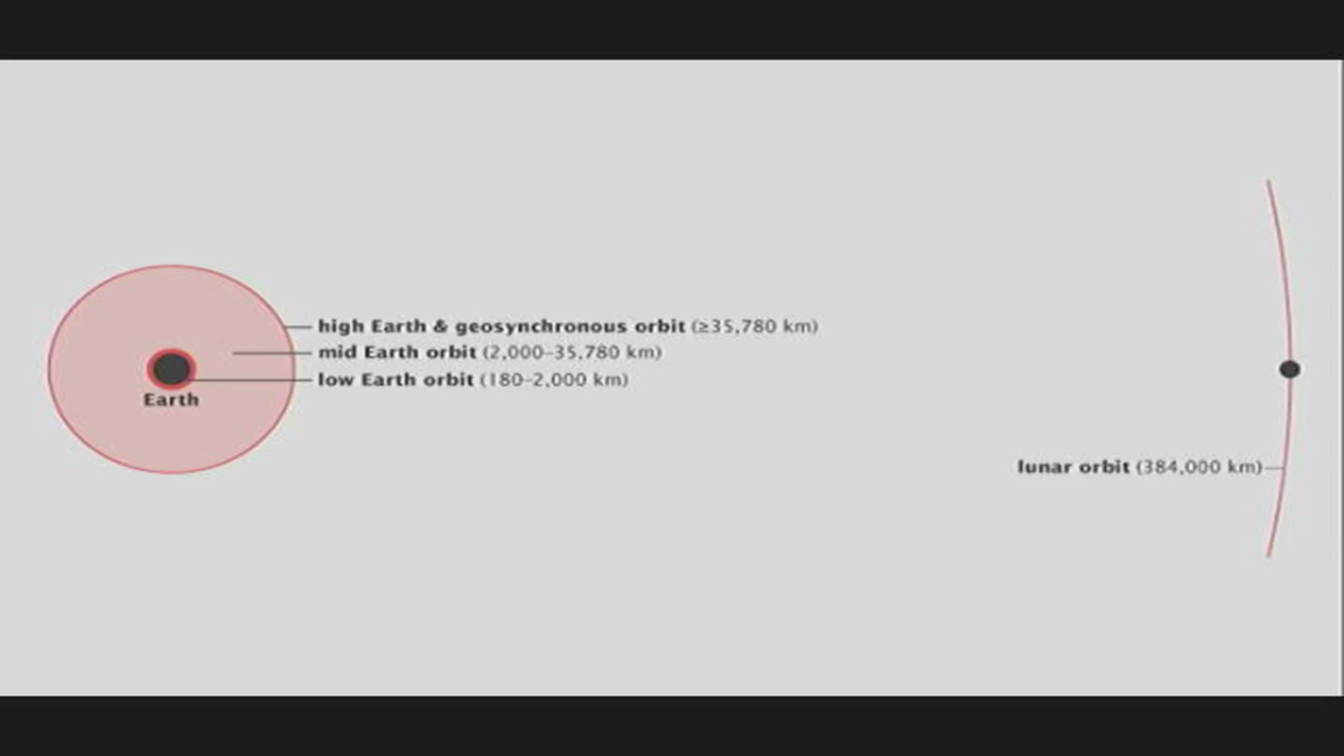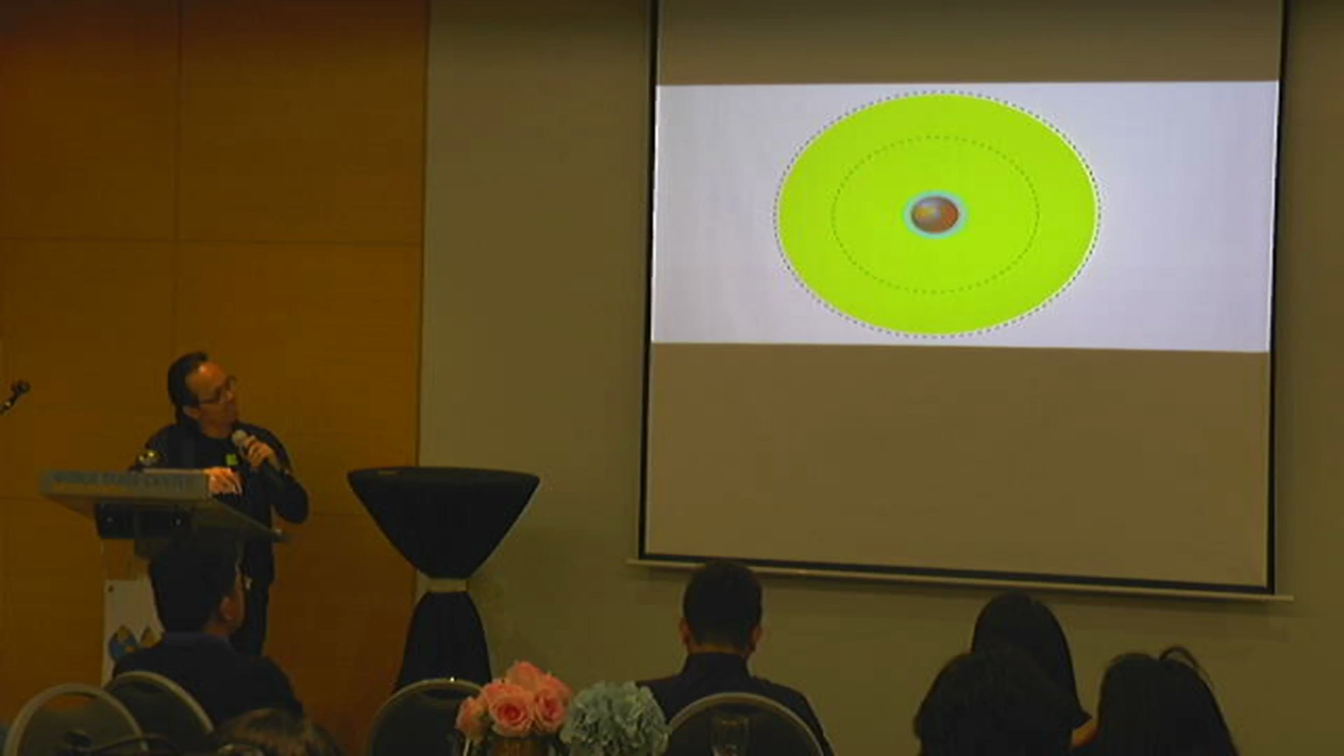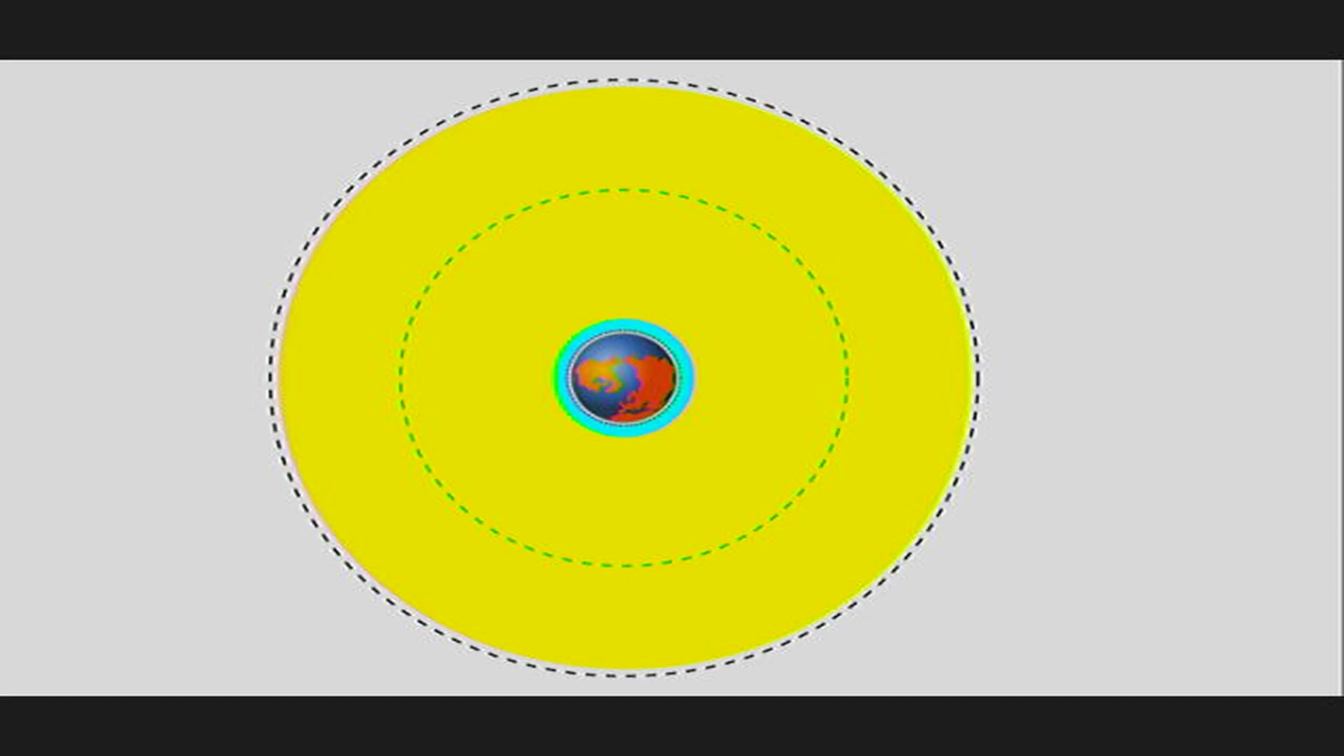Tapos same na lang, to scale. So kita nyo ba yung colors? Ito yung Earth. Yung dashed line na reds, dun yung International Space Station. So actually, it's really low. And then yung cyan, yun yung low Earth orbit, medium Earth.